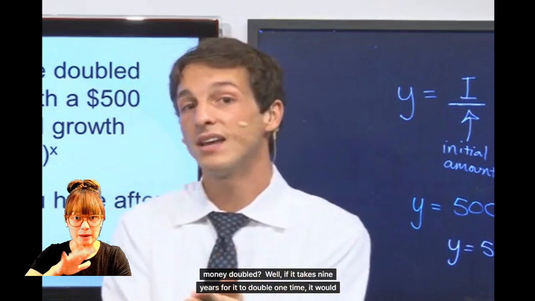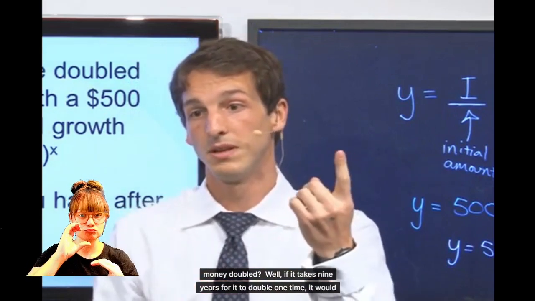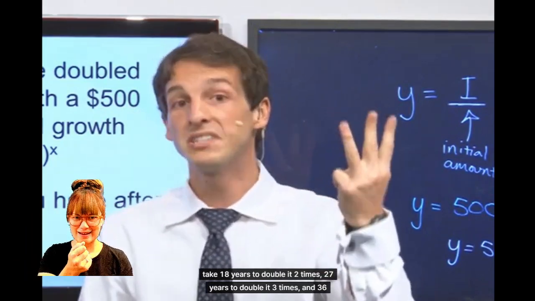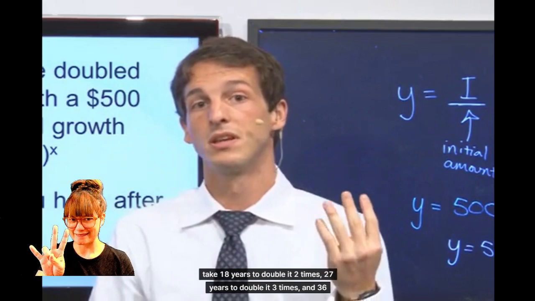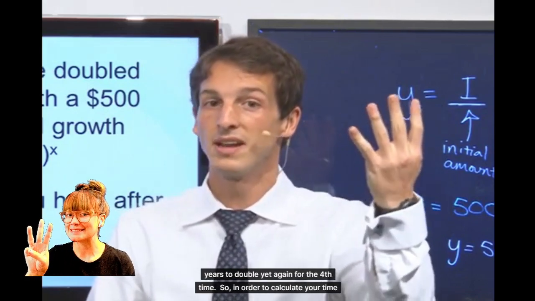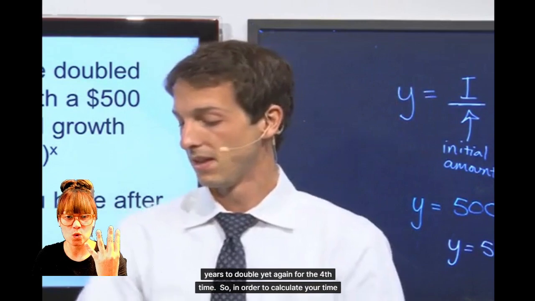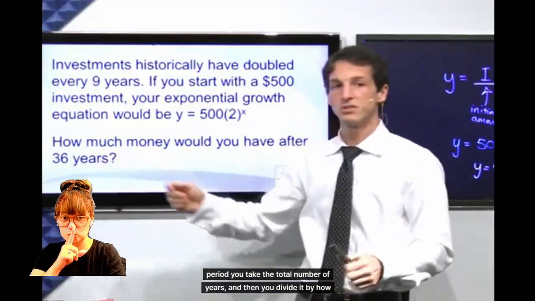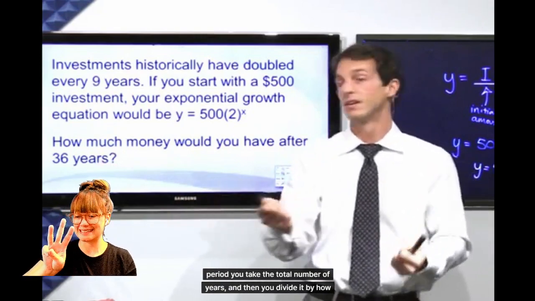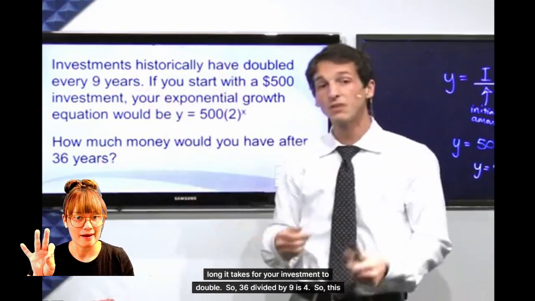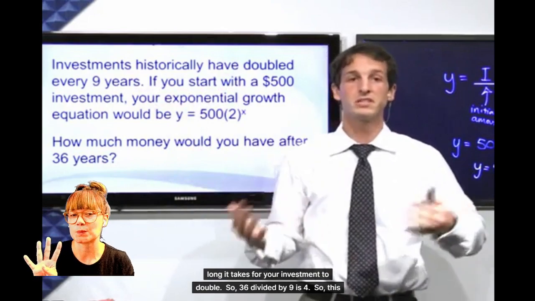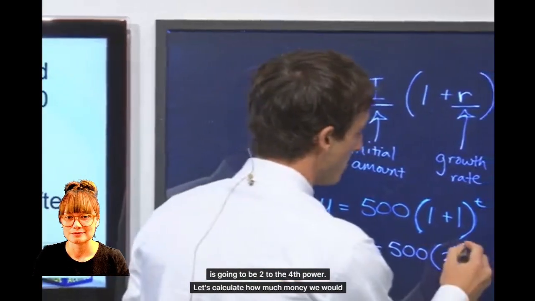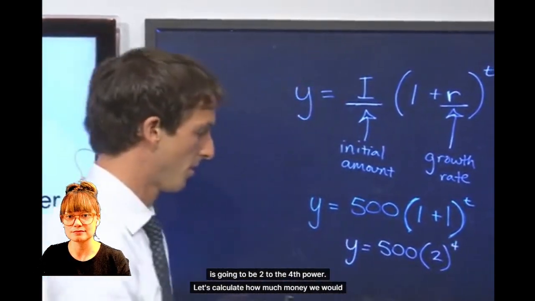Well, if it takes 9 years for it to double one time, it would take 18 years to double it 2 times, 27 years to double it 3 times, and 36 years to double yet again for the fourth time. So in order to calculate your time period, you take the total number of years and then you divide that by how long it takes for your investment to double. So 36 divided by 9 is 4. So this is going to be 2 to the fourth power.